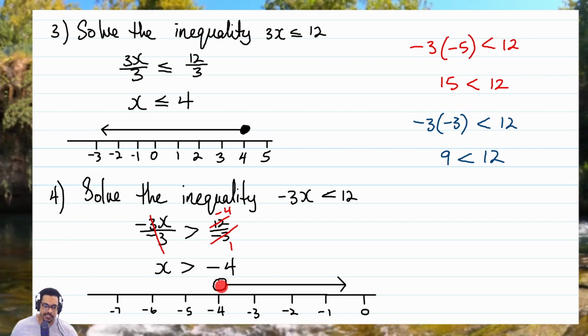So I'll have an unshaded circle because this is just a more than sign. And more than means to go to the right. So that's why my arrow is pointing to the right. And my circle is over negative 4 because we have x is more than negative 4.